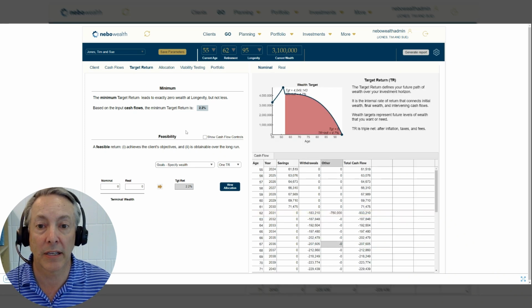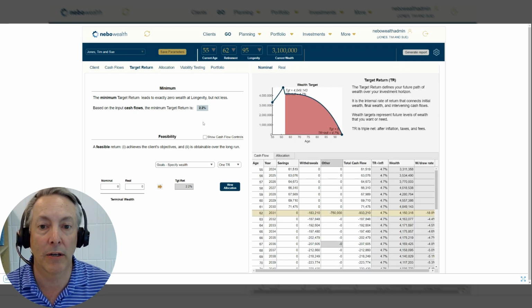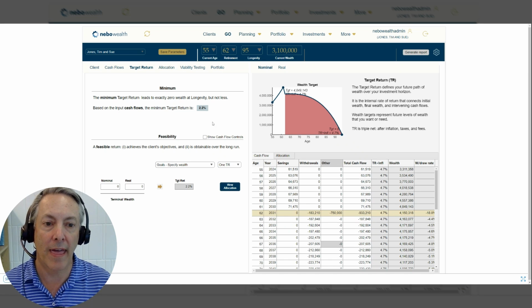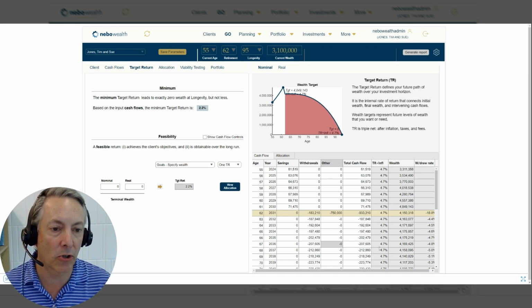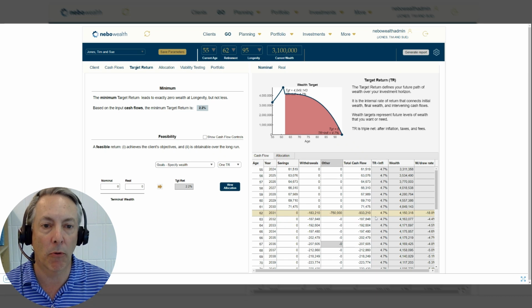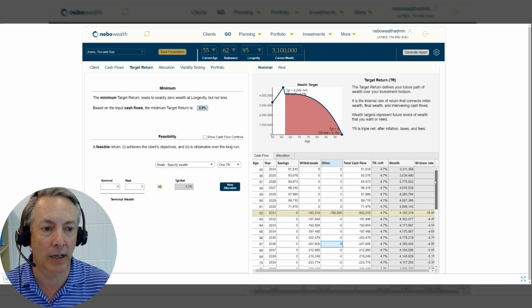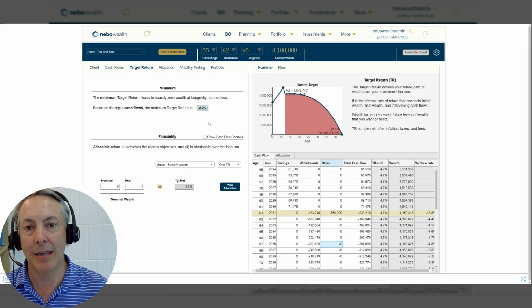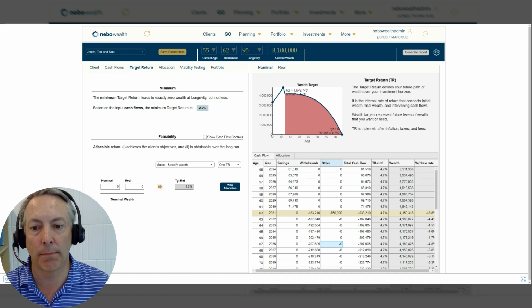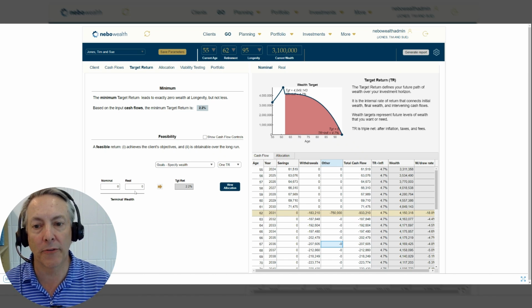So Nebo calculates the minimum return necessary in order for Tim and Sue to achieve their goals, 2.2% after taxes, fees, and inflation. That is the minimum target return or the minimum IRR that will make this plan work. Basically, Tim and Sue will end up at longevity with zero in assets, basically bouncing their last check. Now, that may be a bit too close for some, so Nebo allows you to play.